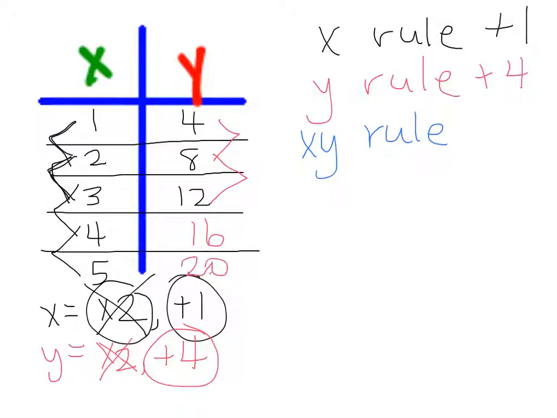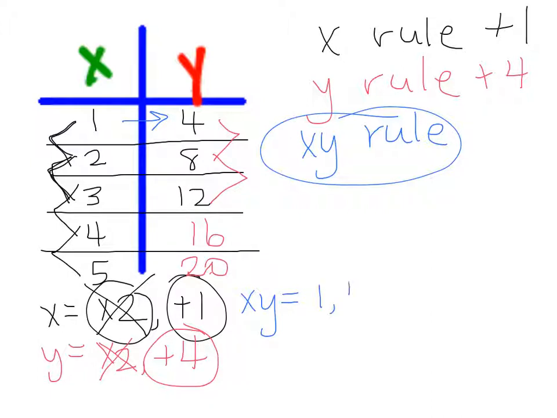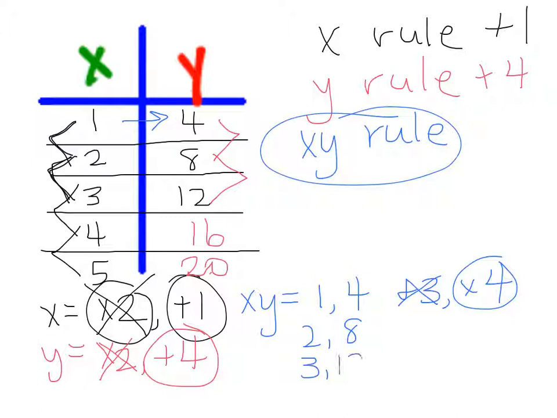So now the last thing I'm looking for is my XY rule. I'm looking to see what is the correlation between these two numbers. So for the XY, and I'm looking at 1 and 4, I could say that it's plus 3, or I could say that it's times 4. So next I'll look at 2 and 8. Well, it's not going to be plus 3, but times 4 will work there. And then 3 and 12 on the next step, that's also a times 4. So my XY rule is going to be times 4.